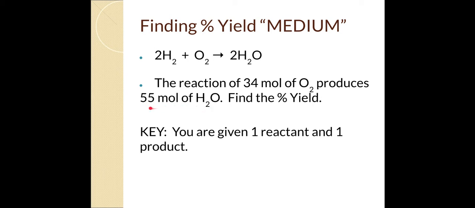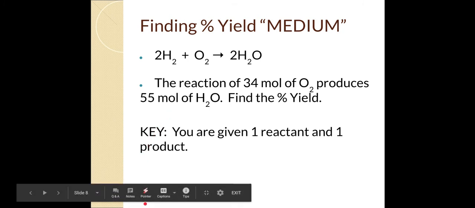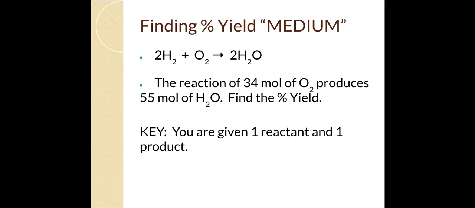Here's the key to a medium problem. See a reactant, see one product. We're going to roll from there, okay? So how do we do this? Well, we're going to do this as follows. You're going to convert the reactant to the product, and you have to make sure you pay attention to the labels of the product in your problem.